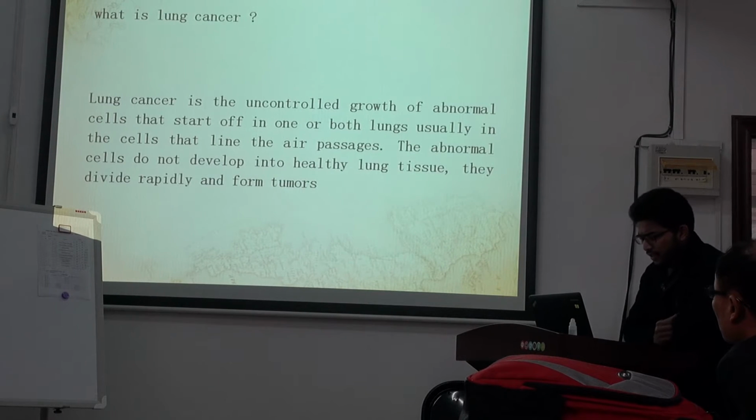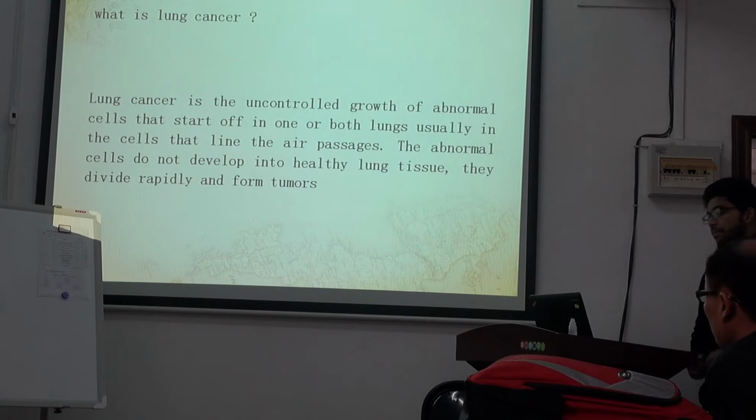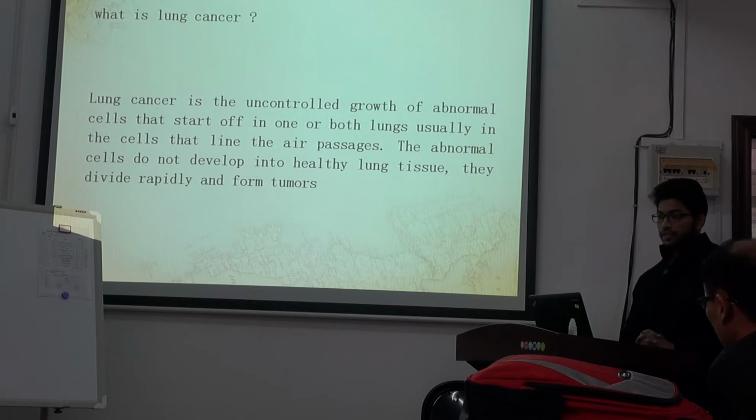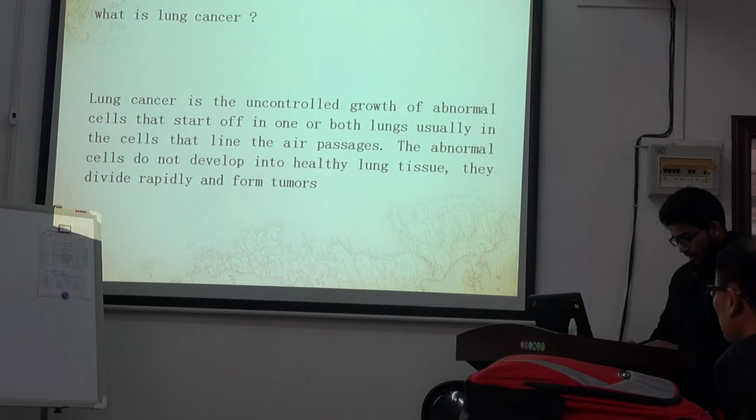What is lung cancer? Lung cancer is uncontrolled growth of abnormal cells that start off in one or both lungs, usually in the cells that line the air passages. The abnormal cells do not develop into healthy lung tissue. They divide rapidly and form tumors. Is that clear? Okay, I have one question here.